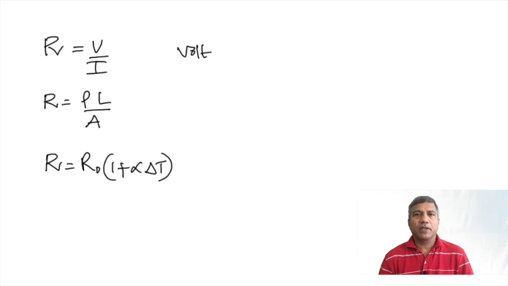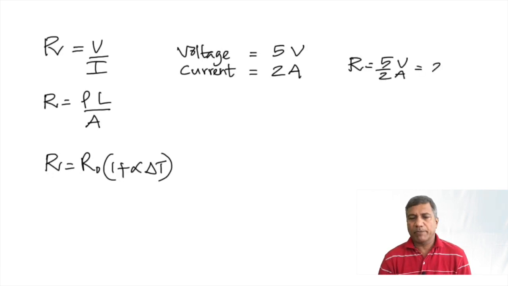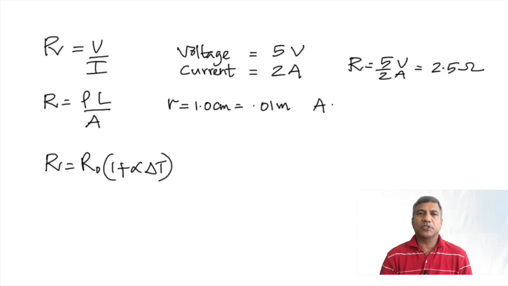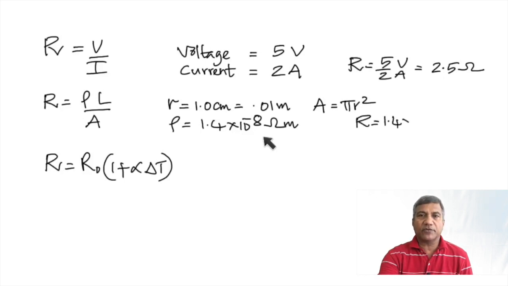Let's say the voltage is 5 volt and the current is 2 ampere, and therefore the resistance of the conductor must be 5 by 2, which is 2.5 ohms. Straightforward. Now for the second one, the radius is given as 1 centimeter, which is 0.01 meter, from which you find the area of cross section as pi r squared. You have to find the area of cross section because the cross section is circular, and then that's the value of resistivity given.